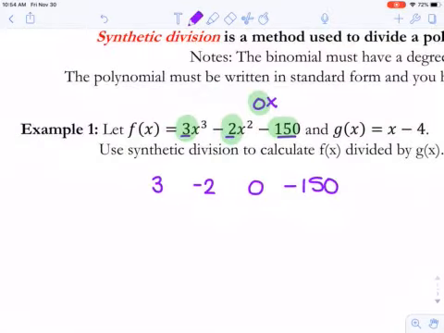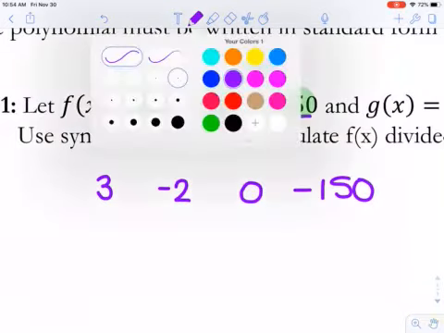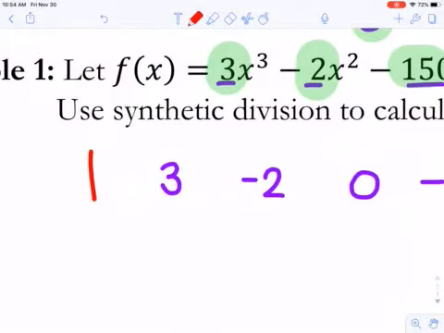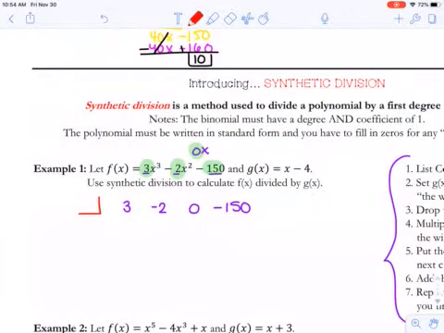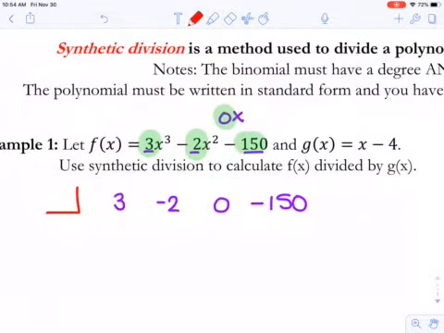All I did was list the coefficients. Now this is the strange part. I'm going to make what I like to call a window over here. And this is, in the window, we're going to put what we're dividing by. Now here's the deal.